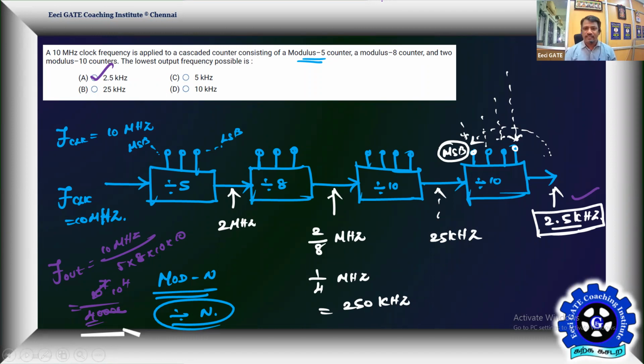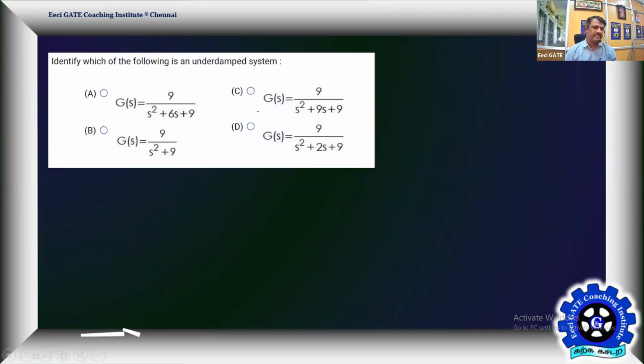Okay, we'll get into the next problem. Yes, this one is from control systems. This is also another simple problem.